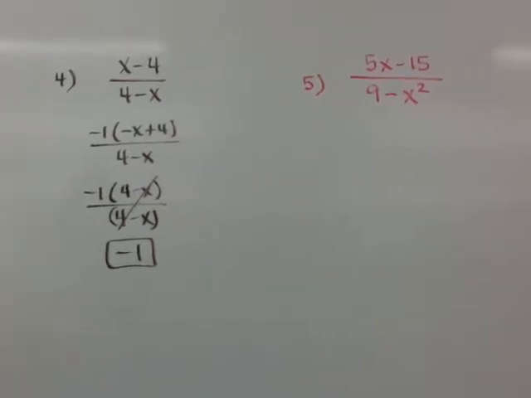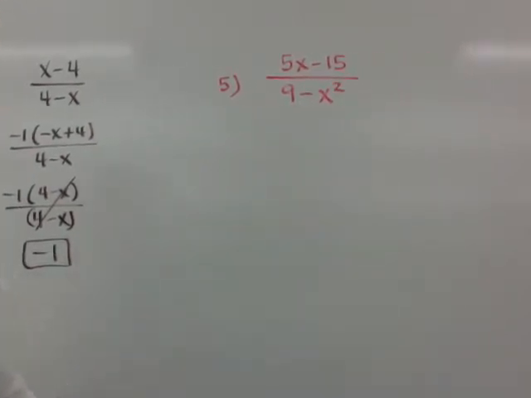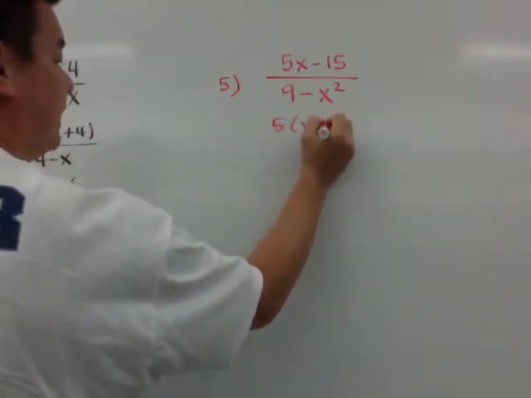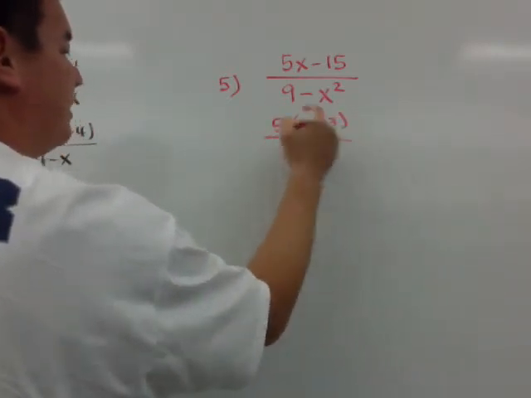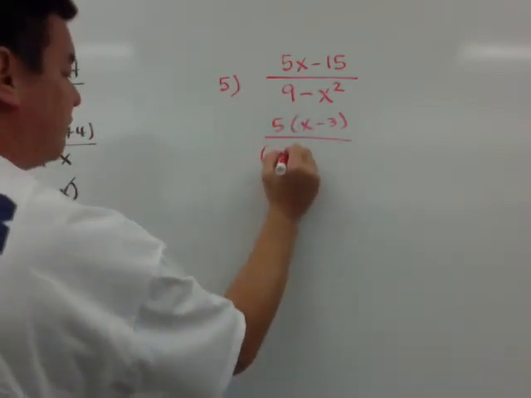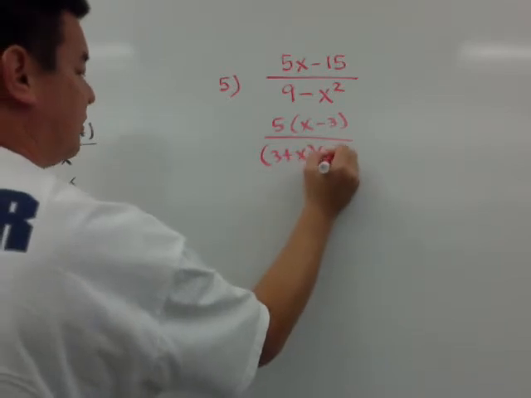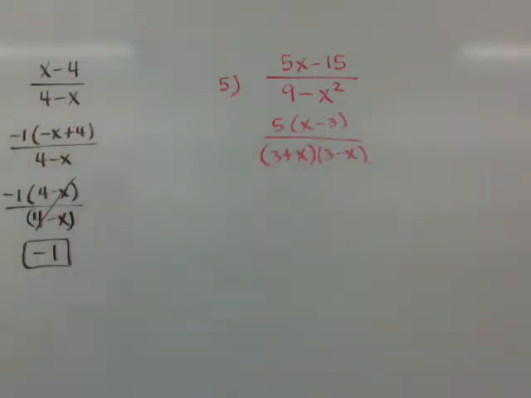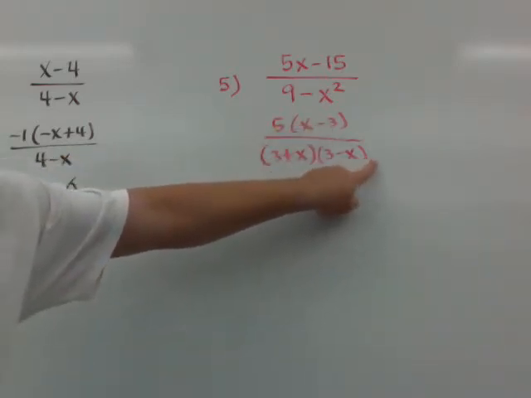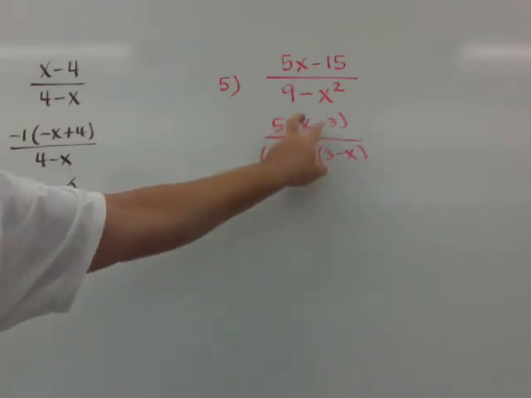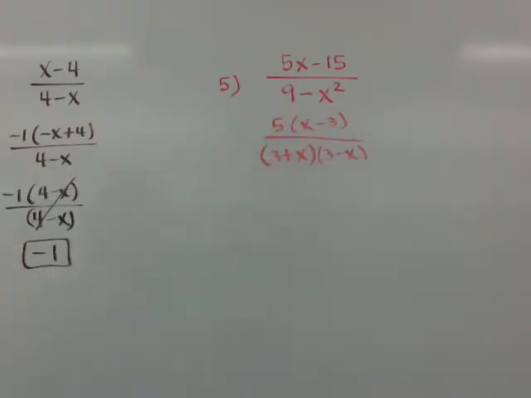So here's the last example here. On the top, I can change that to 5 times x minus 3. And the bottom is the difference of squares. So I would get 3 plus x and 3 minus x. Okay. And right here I can see that these two are the same, except like this case, they're backwards, x minus 3, 3 minus x. So I can divide either top or bottom by negative 1, doesn't matter.